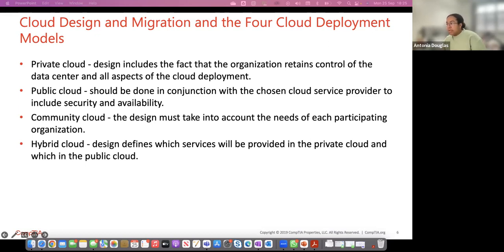But public, for example, would involve designing a public cloud deployment or migration, which should be done in conjunction with the cloud service provider. The cloud service provider will have tools and documentation to aid you in this process, and the security and availability must also be integrated into the design.